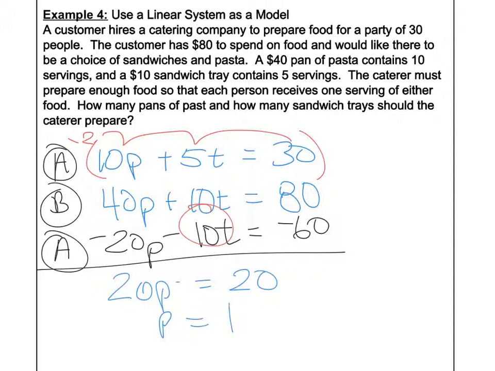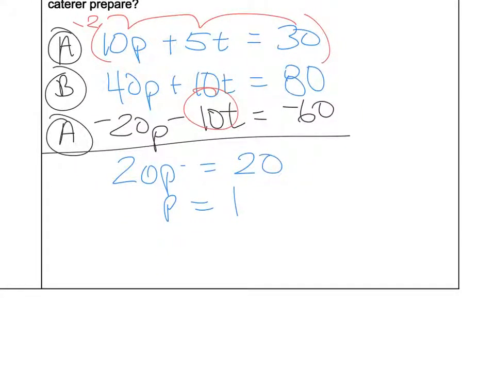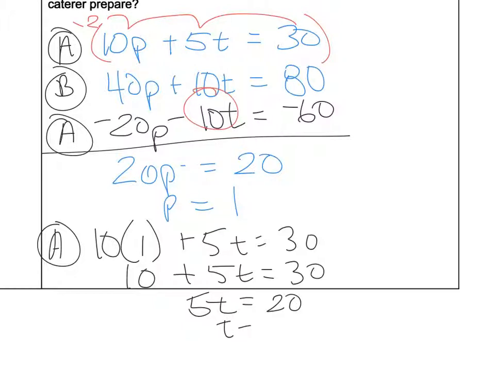So that's your value of P. Now we need to find the value of T. We're going to pick one of these two equations. I'm going to choose the A equation again, just because it has smaller numbers. So 10 times P, which is 1, plus 5T equals 30. So this is 10 plus 5T equals 30. Subtract the 10: 5T equals 20. Divided by 5, T equals 4. So P was 1 and T was 4.